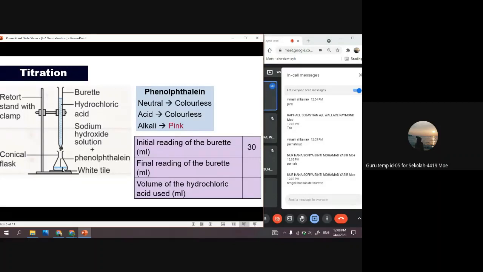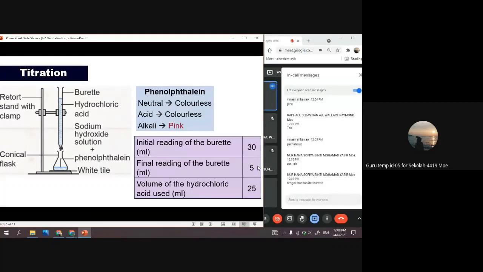And then bila eksperimen dah siap, okay, neutralization dah berlaku, pink solution already turn colorless. Okay, and then we take the final reading of the burette. For example 5. Right? And then so now we can already know the volume of hydrochloric acid used by subtracting the initial reading with the final reading. So 30 minus 5, you will get 25. So total hydrochloric acid, okay, volume yang kita guna adalah 25 ml.